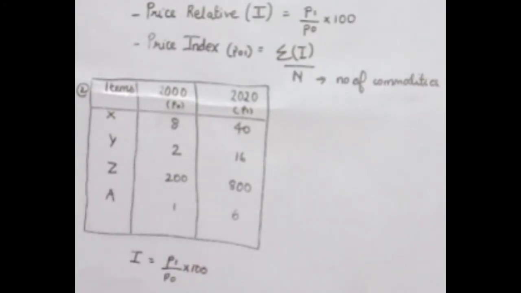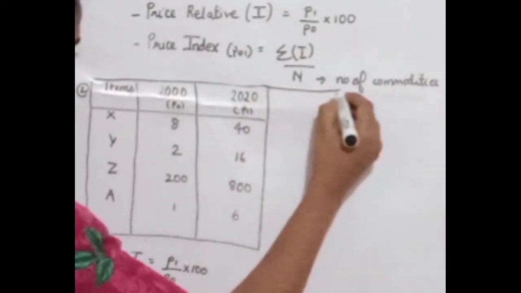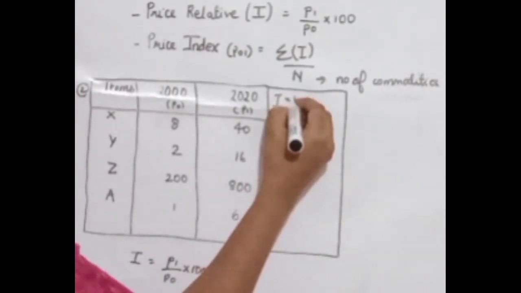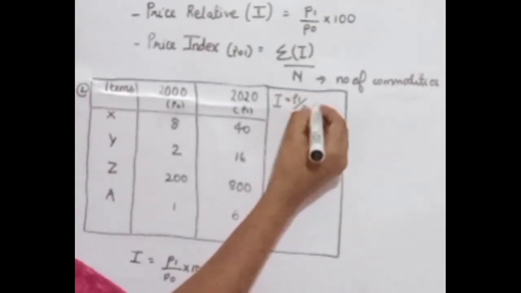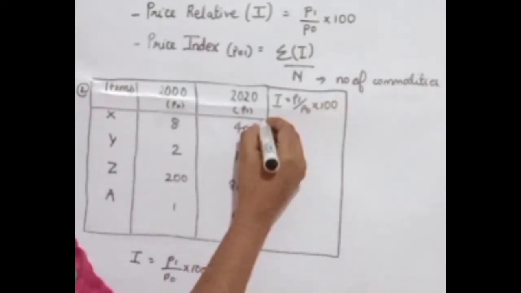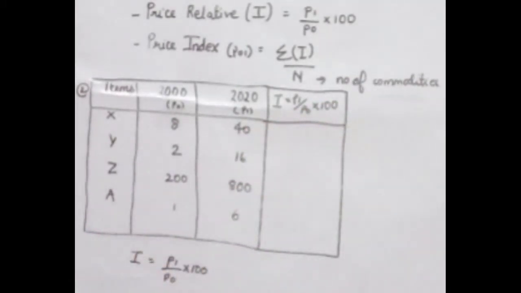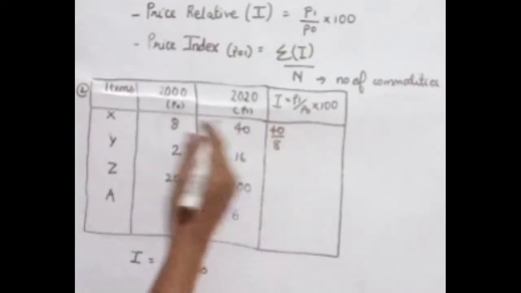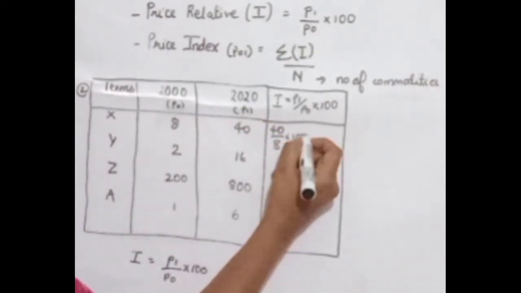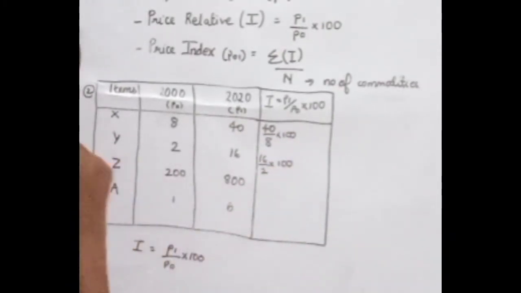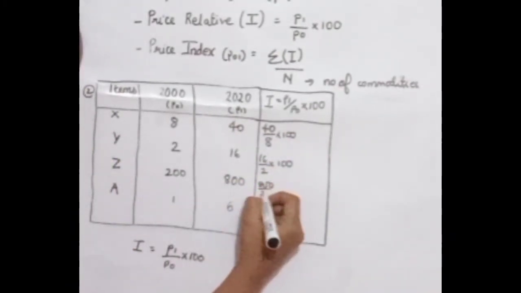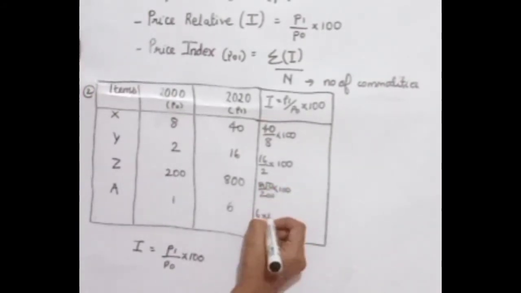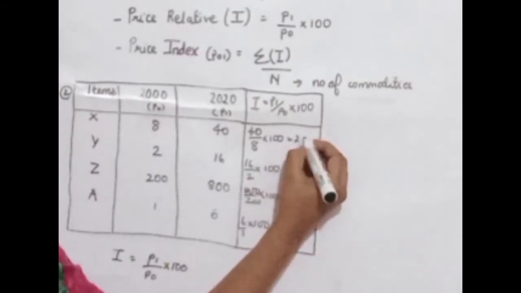So let us find the relative. Let us make a column here for I. What is I? I is equal to P1 by P0 into 100. Individually we are going to calculate I, the price relative. So P1 is 40 divided by P0 is 8 into 100. Similarly 16 divided by 2 into 100. 800 divided by 200 into 100. Write down the answers.